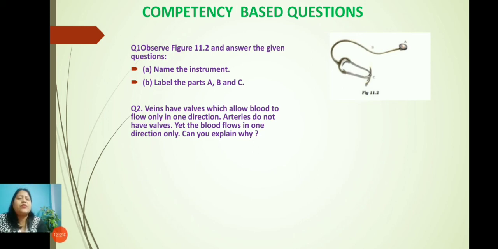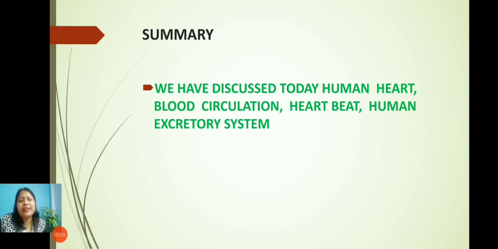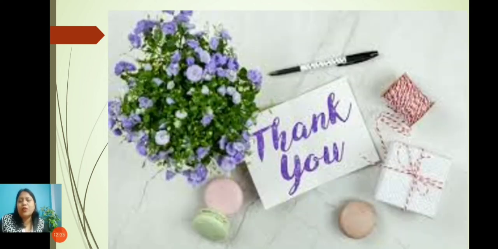So children, at the end, let us summarize what we have discussed. We have discussed today the human heart, blood circulation, heartbeat, and the human excretory system. I hope you have all understood this.